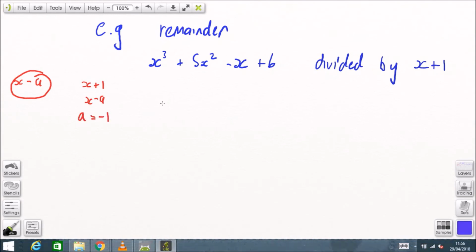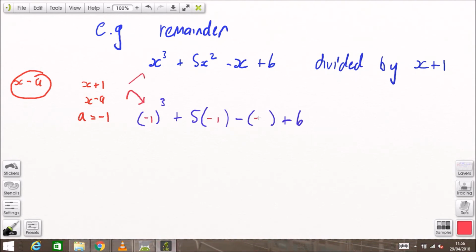So all I have to do is, everywhere I see an x, I'm just going to write minus 1, because that's what a is in x plus 1. So everywhere I would have seen an x, I'm now going to put negative 1. Oh, I forgot my squared value. So that's just going to all work out to be 11. So as easy as that. No long division. We just know our remainder is going to be equal to 11.